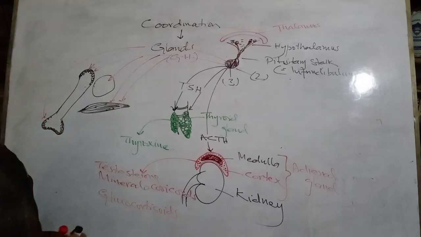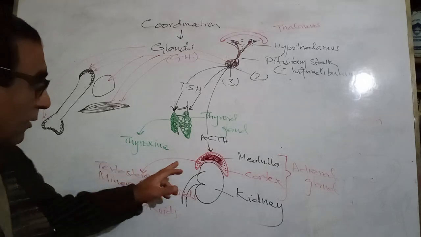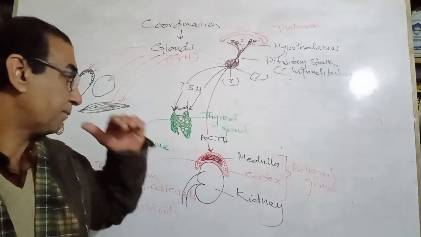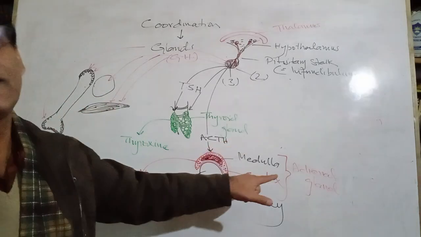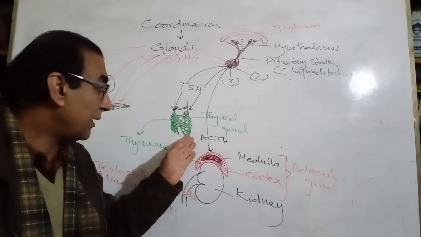These are three types of hormones which are produced by the cortex of what? The cortex of the adrenal gland, and that is stimulated by ACTH.